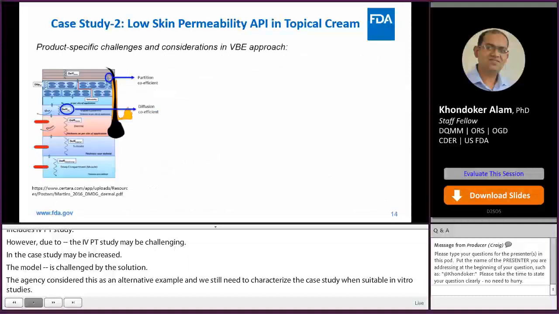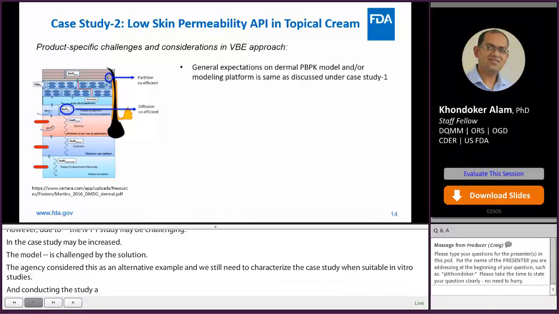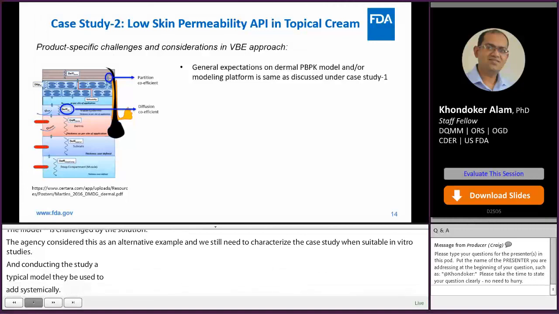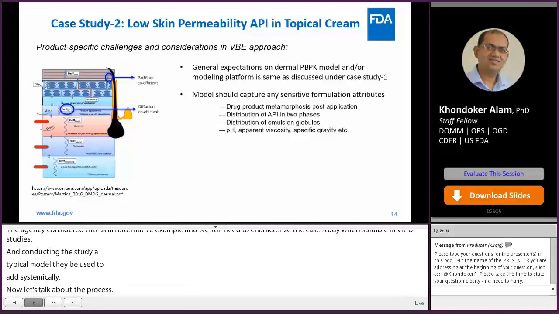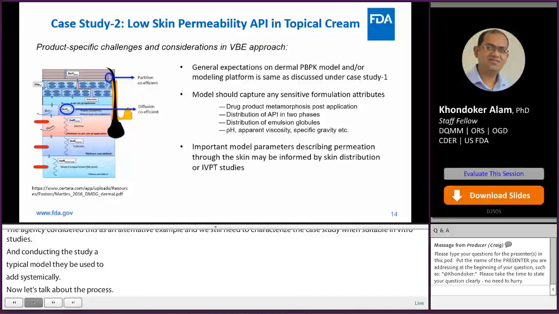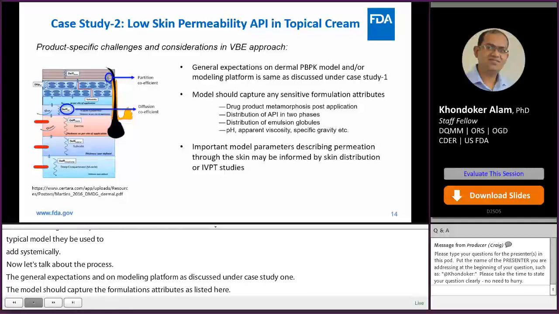Now let's talk about the PBK model development process. The general expectations on the dermal PBK model and/or modeling platform still remain the same as discussed under case study 1. The model should capture key formulation attributes as listed here. Important model parameters such as partition and diffusion coefficients to describe the permeation of API through the skin may be informed by an IVPT study or a skin distribution study such as a skin biopsy or microdialysis study.